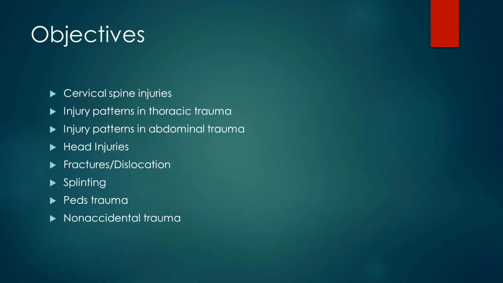We'll talk about some cervical spine injuries. We'll talk about injury patterns in thoracic, abdominal, head injuries. We'll go through some specific fractures and dislocations. We'll talk about some splinting techniques. We'll go over a little bit of peds trauma, and then we'll touch briefly on non-accidental trauma, and we'll go from there.